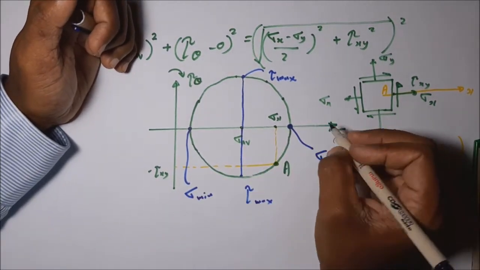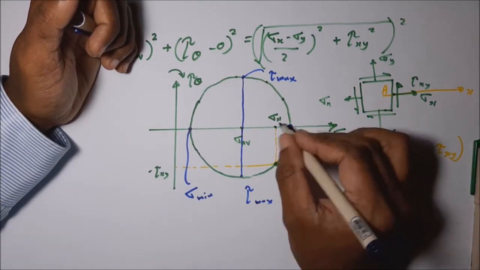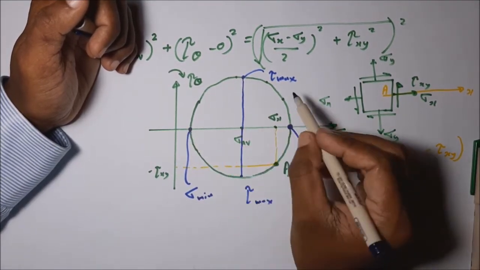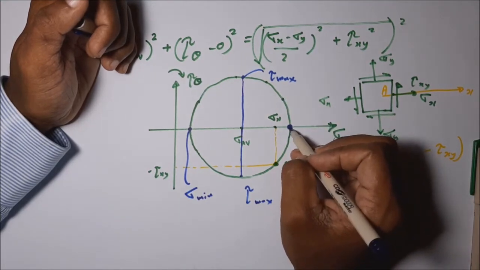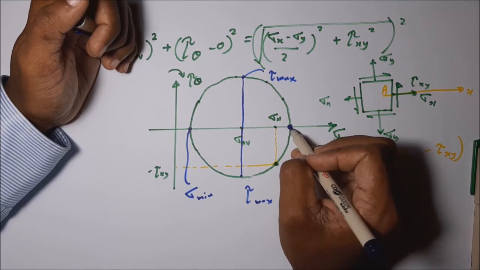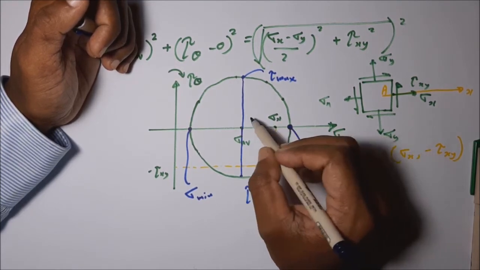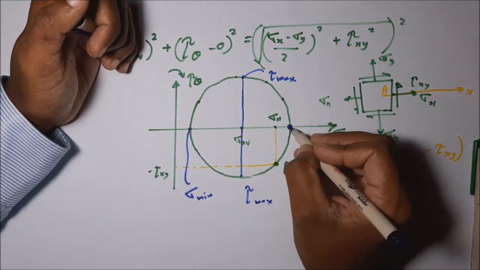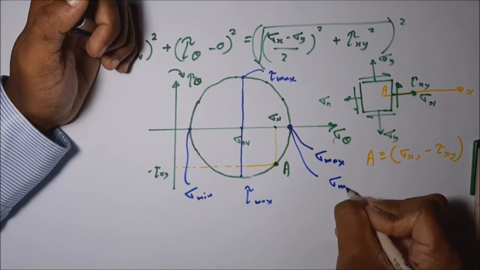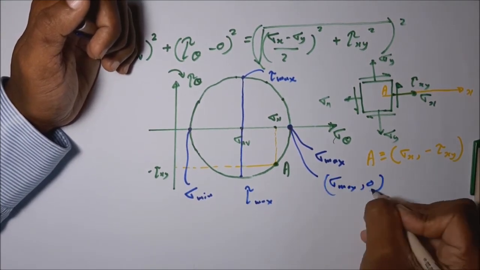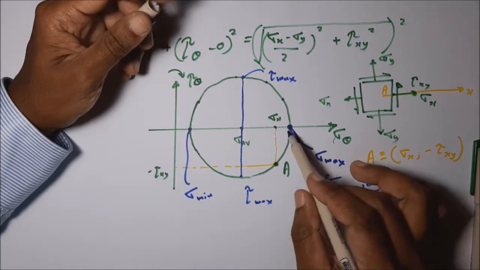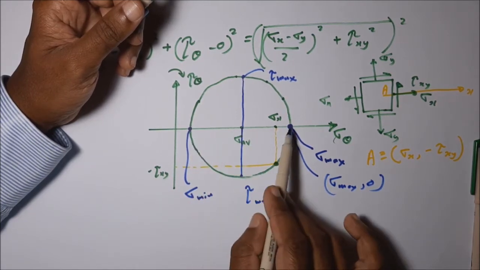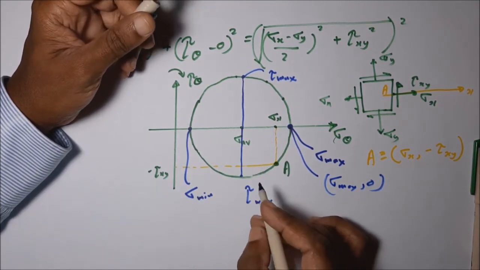Another important thing you can notice: at the principal stresses, that means the maximum or minimum normal stresses, the shearing stress is equal to 0. On this plane the shearing stress is 0, because you can see the tau value is equal to 0. What is the coordinate of this point? The coordinate is sigma maximum comma 0, which means shearing stress is equal to 0. So another important property we notice is that on the principal stress planes, shearing stress is equal to 0.